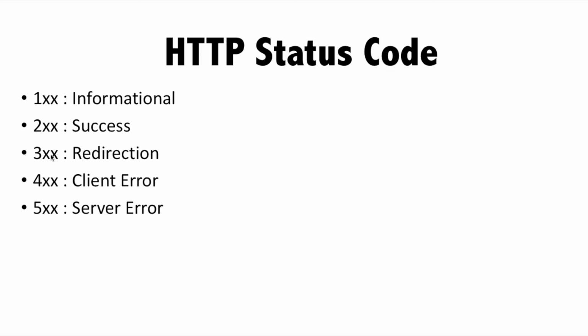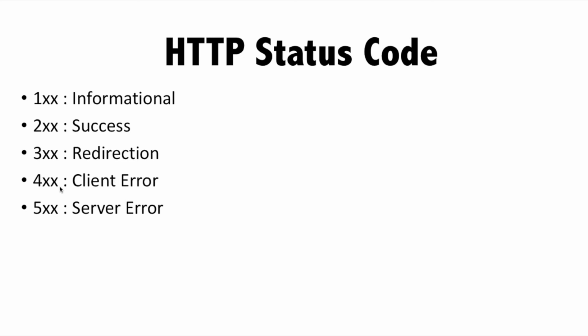The 300 class is redirection. This class of status code indicates that further action needs to be taken by the user agent in order to fulfill the request. The action required may be carried out by the user agent without interaction with the user if and only if the method used in the second request is GET or HEAD. A client should detect infinite redirection loops, since such loops generate network traffic for each redirection.